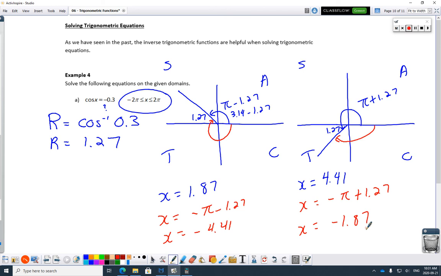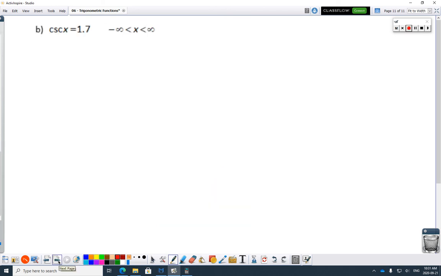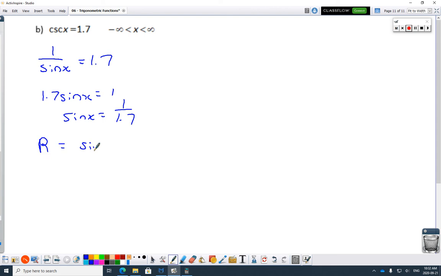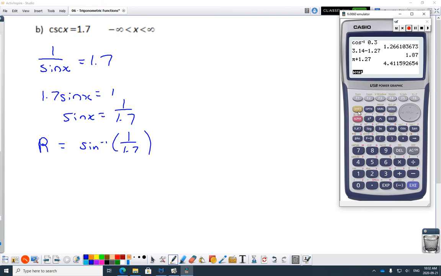Okay. One more. Last example. I can see in your eyes, I've done as much as I can do, so I'll do this one fairly quickly. Cosecant of x equals 1.7. There isn't a cosecant inverse button on your calculator, so you've immediately got to switch over to sine. And then do a little rearranging. There are faster ways to get where I got here, if you really know what you're doing. But that's the steps I'll show, because I think those are the most straightforward. Then, to get the related acute angle, I do sine inverse of 1 over 1.7. And I get 0.55.